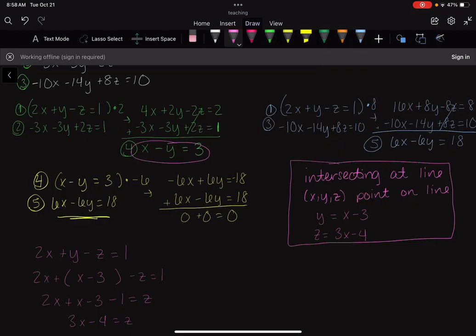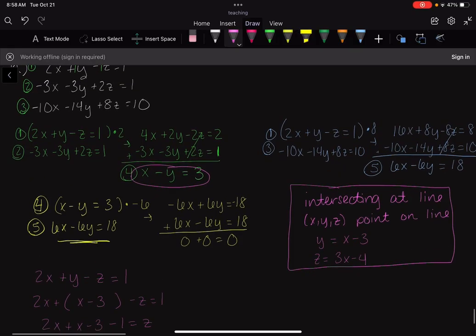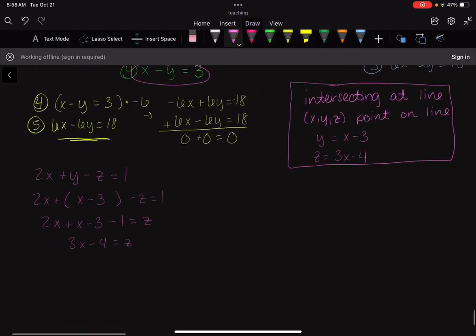Now, I will be honest with you, I don't plan on asking this one on the test. I just want to be clear about that. I think it's definitely good practice, good for your understanding, but I don't plan on testing on it.